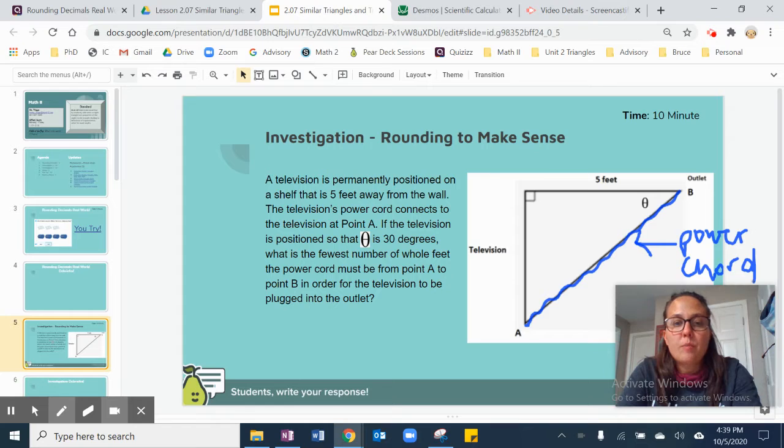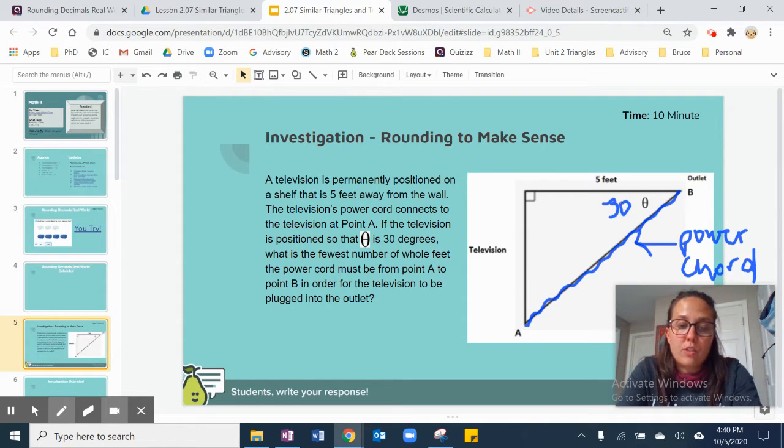If the television is positioned so that theta is 30 degrees, what is the fewest number of whole feet the power cord must be from point A to point B for the television to be plugged into the outlet? So this is 30 degrees. And what are we looking for? Well, if we go back to that last sentence, right?